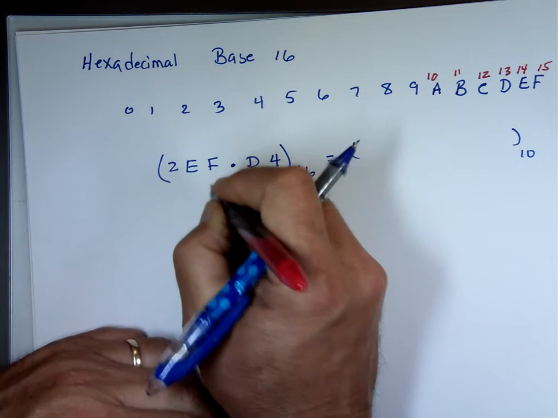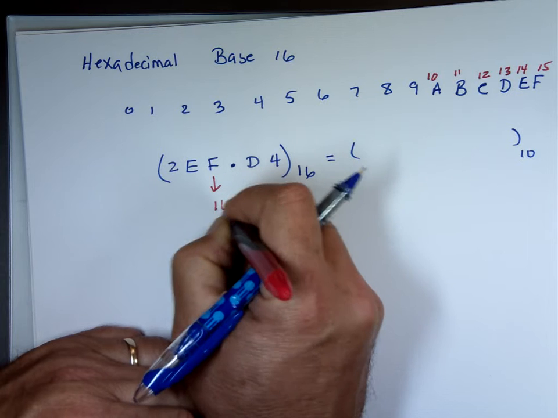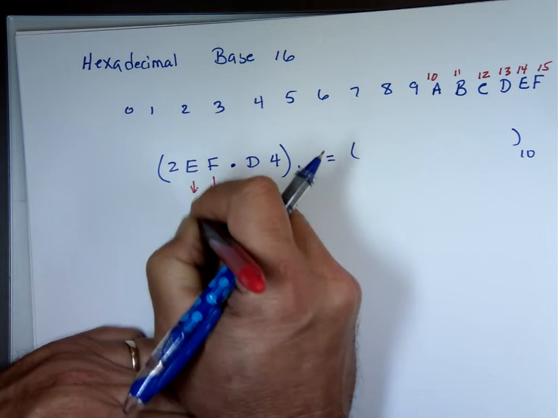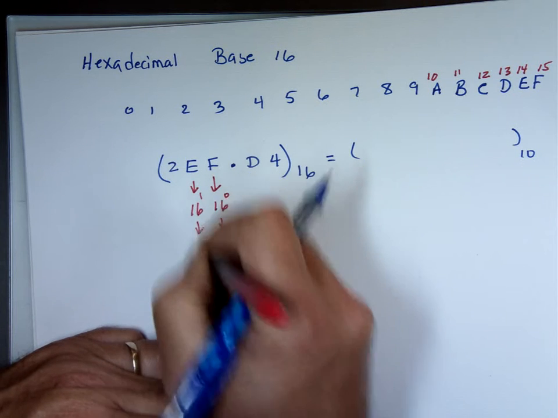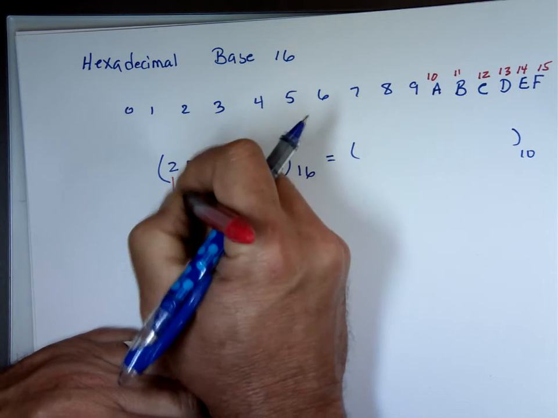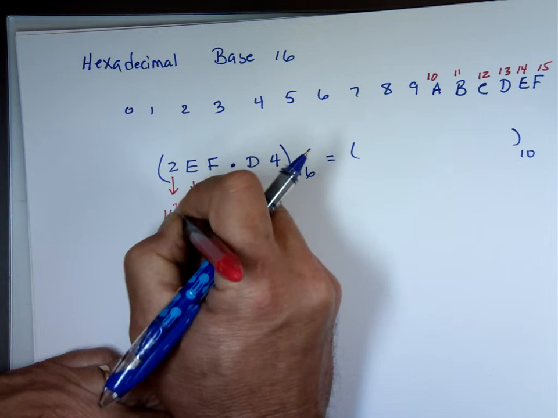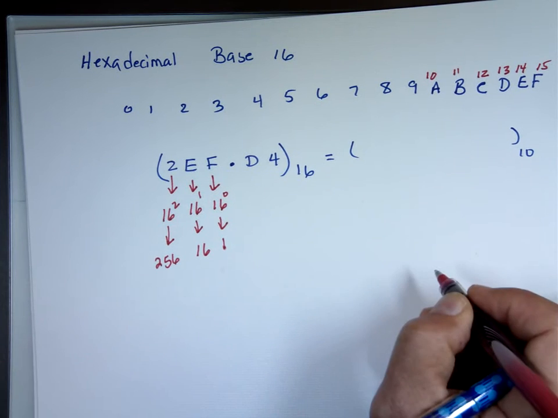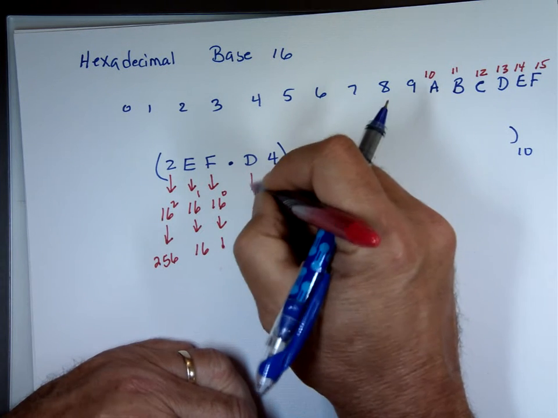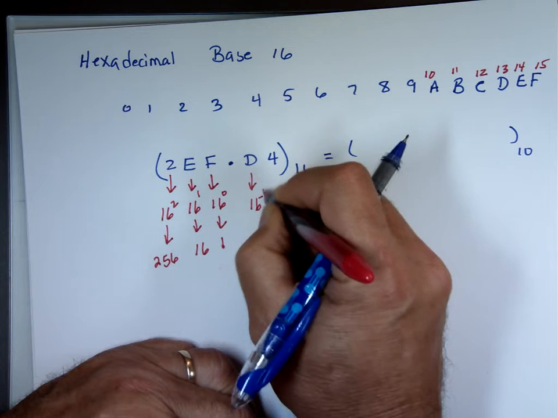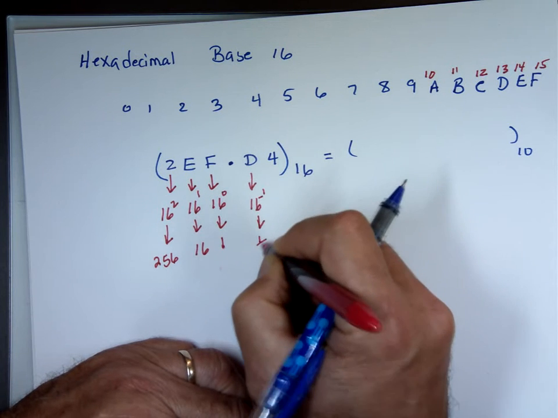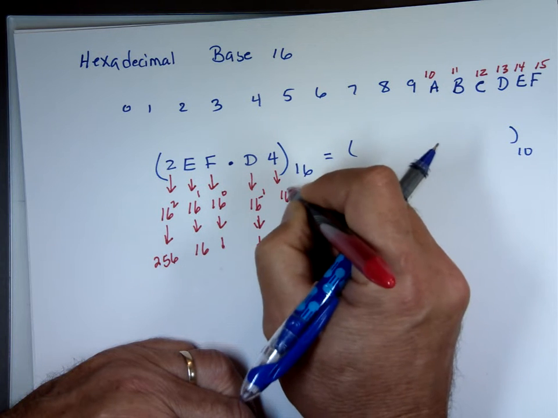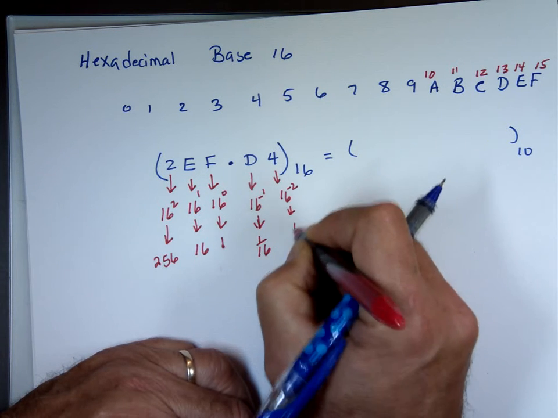Again, the weight of each one: 16 to the 0, that's a 1. 16 to the 1, 16. 16 squared, 256. 16 to the negative 1, 1/16. 16 to the negative 2, 1 over 256.